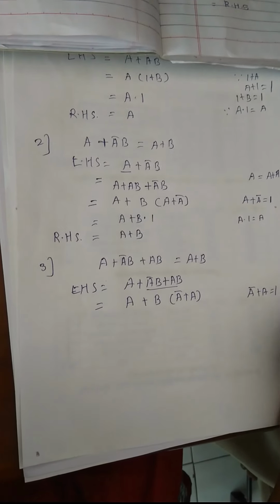Similarly, B into 1 is equal to B. This is the AND law. So this term is A plus B. LHS is equal to RHS. We have reduced this expression.